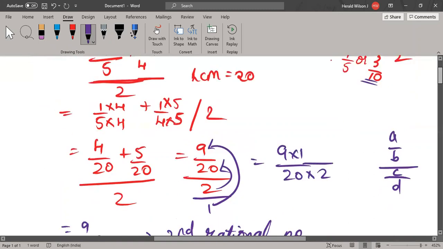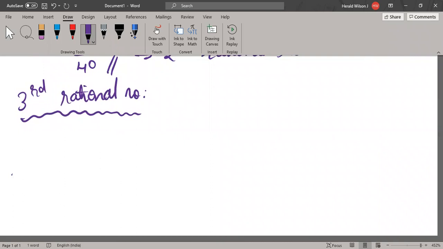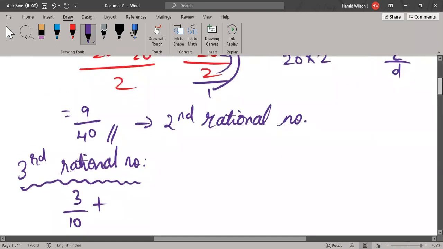I hope you're understanding my English. If you didn't understand this method yet, tell me. I will explain it to you again. Okay, so the third rational number. So how do we find it? Since we took 1 by 5 in the previous one to find the second rational number, we will take 3 by 10. So 3 by 10 plus, now your second rational number which you found out, what is that? 9 by 40, right? 9 by 40.